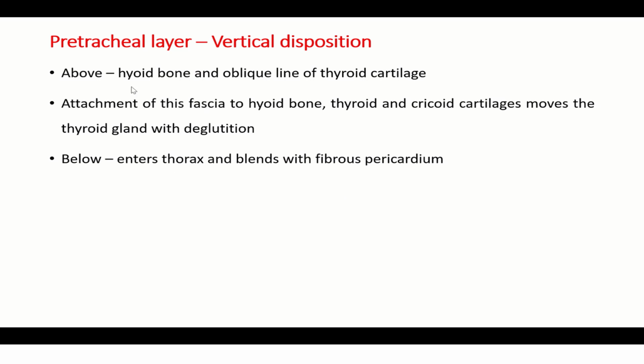So then vertical disposition. Above, it is attached to the hyoid bone and the oblique line of the thyroid cartilage. So attachment of this fascia to the hyoid bone, thyroid and cricoid cartilages moves the thyroid gland with deglutition. So any swelling in the neck, if it moves with deglutition, most commonly it goes in favor of thyroid gland. Below, it enters the thorax and blends with the fibrous pericardium of the heart.